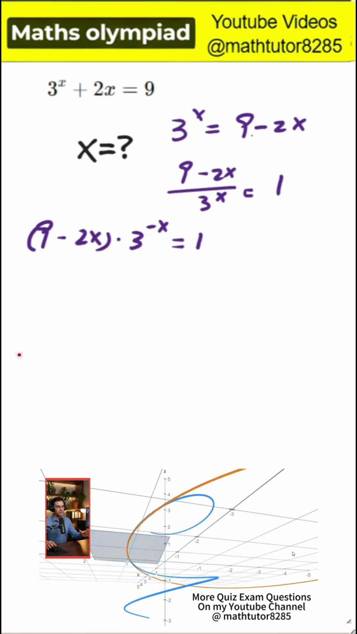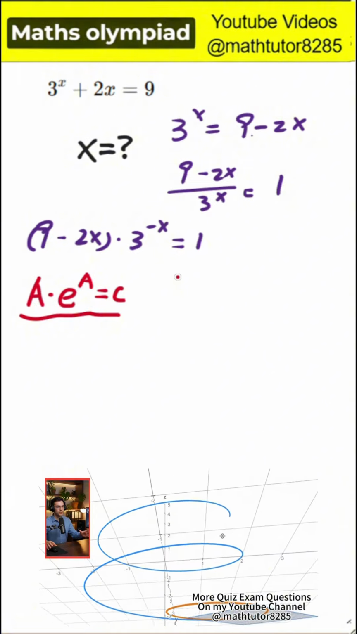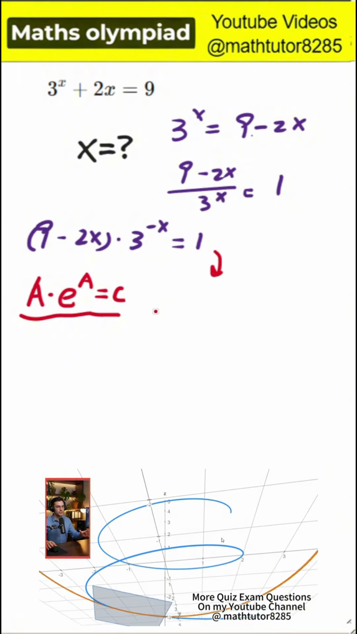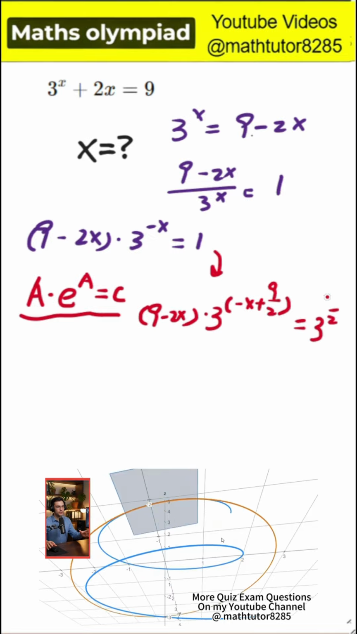Then, next step, adjust the exponent to match the factor. We want to form something that looks like a times e^a equals some constant. To align the linear factor with its exponent, multiply both sides by 3^(9/2). This gives (9 - 2x) · 3^(-x + 9/2) = 3^(9/2).